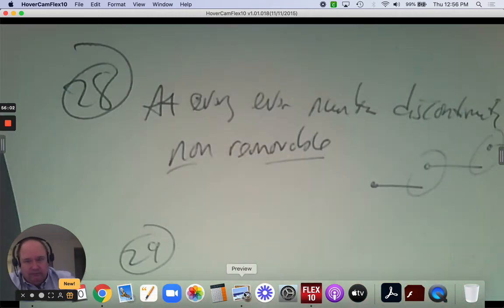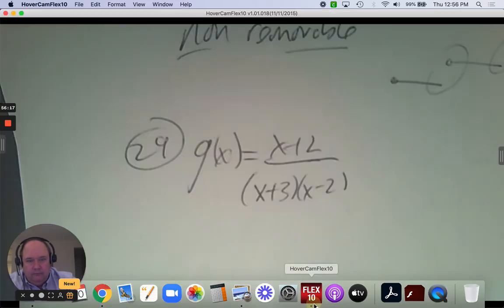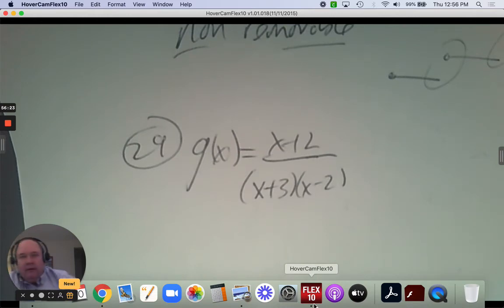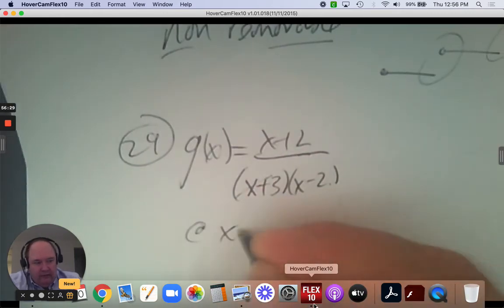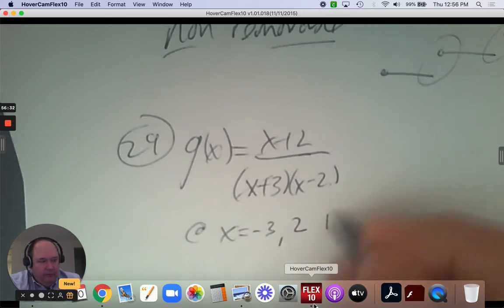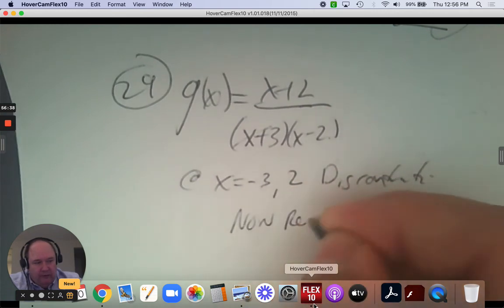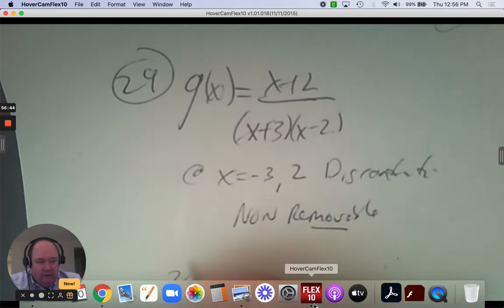29. Look at the denominator and factor it. That's x plus 3, x subtract 2. Notice that they're not removable after you factor it. So at x equals negative 3 and positive 2, we have discontinuities. Those discontinuities are non-removable. The limit does not exist there, and ultimately they can't be removed. That's like the visualization of it.